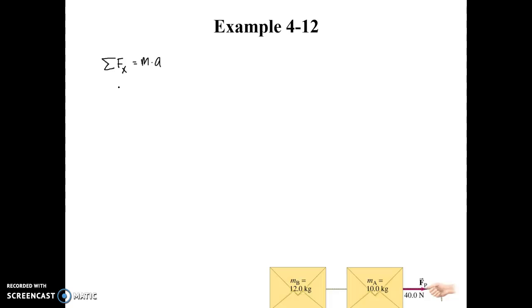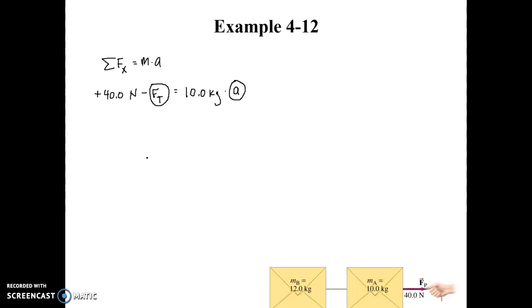And if we look at the sum of forces, we have the pulling force of 40.0 newtons that we're pulling with, and we have the tension force in the rope. We don't know what that is yet. And that is going to be equal to the mass, which is 10.0 kilograms, times its acceleration, which again we don't know. So we have two unknowns right now. We've got the tension force and the acceleration. And with two unknowns, we can't solve for either one of them using just this equation. We can't arrive at a numerical answer. So I'm just going to leave this equation where it stands.